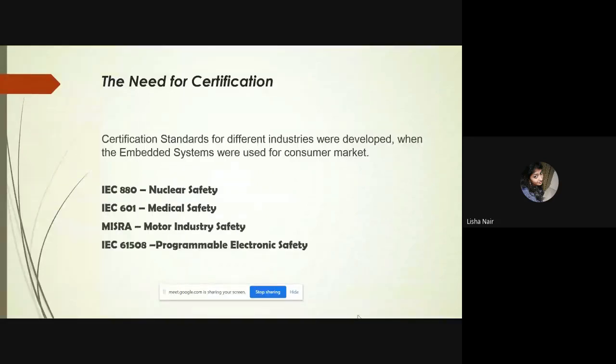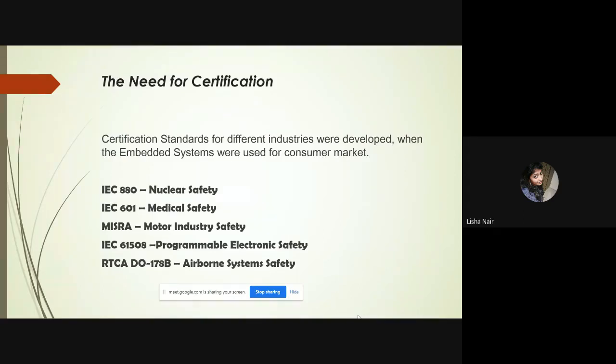So these are the different standards we have in each industry. For nuclear safety, we have IEEE 880. We follow these guidelines when we prepare from the software description and design description till the testing. We follow the guidelines defined in these standards. Only when these guidelines are met do we consider that the software system we have developed is certified to go to the consumer market.